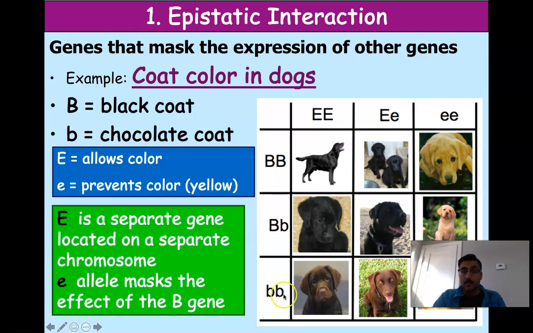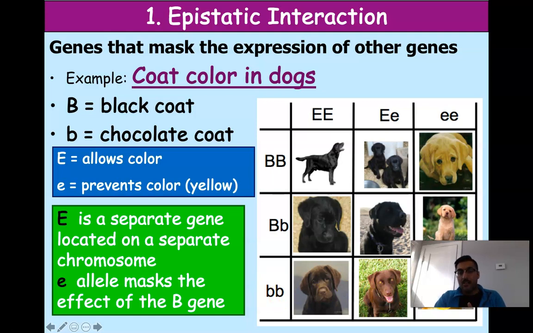Down here, little b, just a brown dog, right? Lowercase b's are the chocolate color, brown color, and big B is the black color. This happens to be homozygous recessive for coat color, so it's brown. The epistatic gene, that second gene, had only big E, so it allows coat color, so it's a brown dog. Same here. You've got the big E, we're allowing the other gene to show, it's going to be a brown dog.